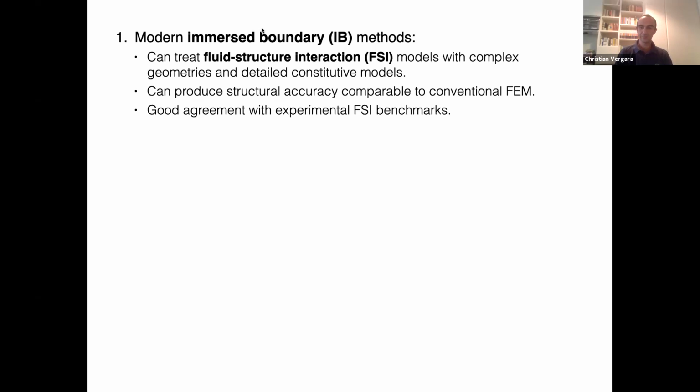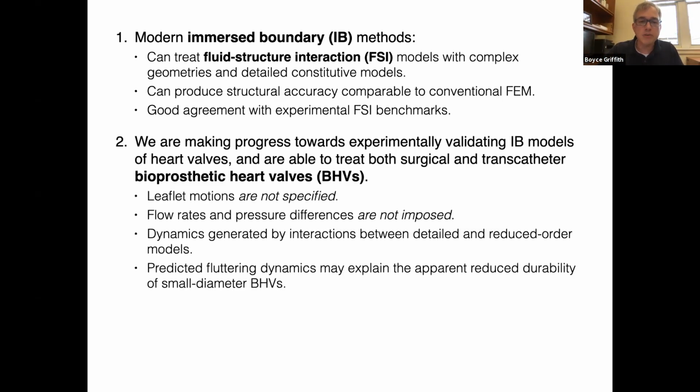All right. So these, what I would describe as modern immersed boundary methods, are able to treat fluid structure interaction models that have very complex geometries and can incorporate detailed constitutive models. If you're careful, you can get them to provide accuracy for structural mechanics results that are comparable to what you would get with the conventional finite element method specialized for solid mechanics. We're able to get good agreement with simplified experimental FSI benchmarks.